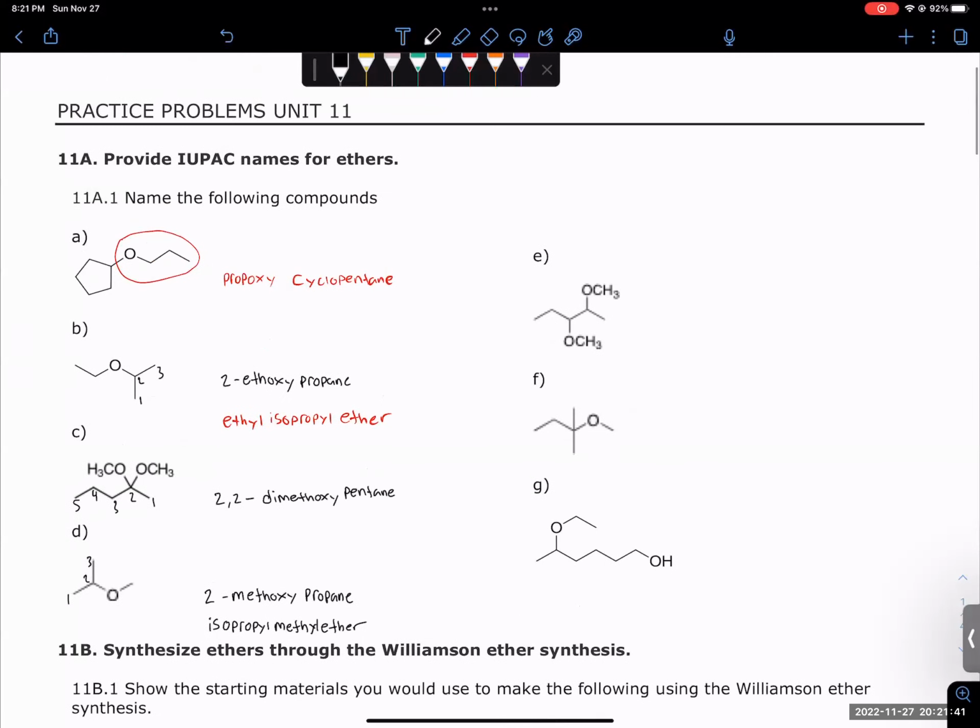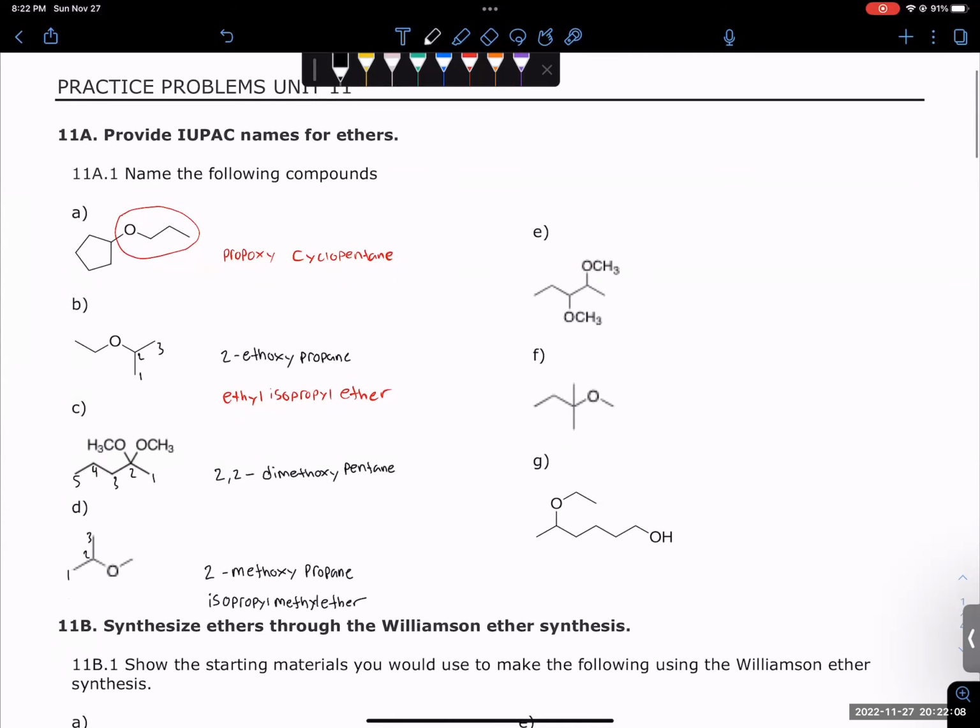For E, I'll give y'all just a second to pause the video and try this one out. And I hope you got it, but you should know that there's no way, at least that I'm aware of, to use a common name for this since you have two ether substituents. But we realize that each of these substituents can be labeled as a methoxy, right? So now the only question is which way do you name it?